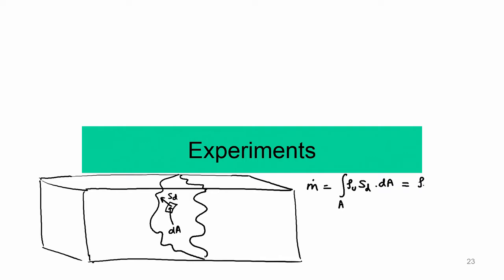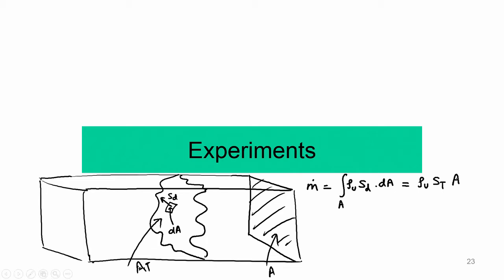So then that is given by rho u times ST, and what is the area? The area is this projected area, which is given by A. Let this whole flame area be equal to AT. So then this is rho u times ST times A. Now you see where ST comes from.